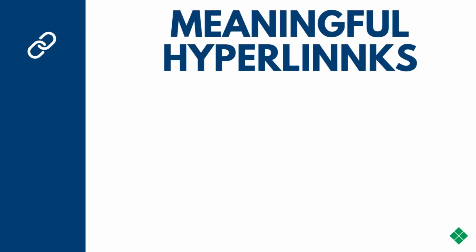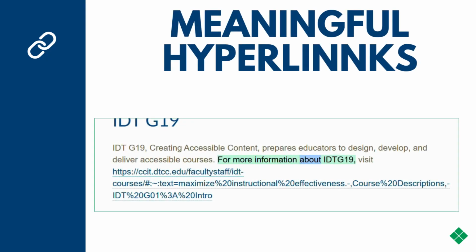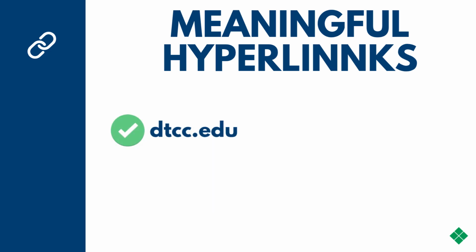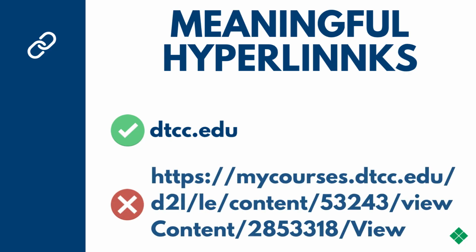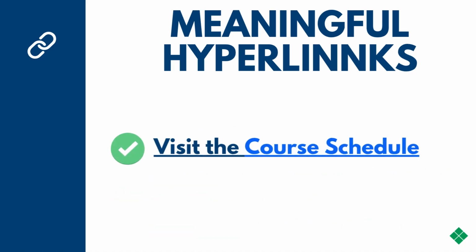The first accessibility essential is meaningful hyperlinks. When a screen reader reaches a full URL, it reads every character out loud. For a short address like a school's homepage, that's manageable. For a longer URL, it becomes a confusing string of letters, numbers, and symbols. Rather than pasting a full URL, link meaningful text that tells students where they are going.